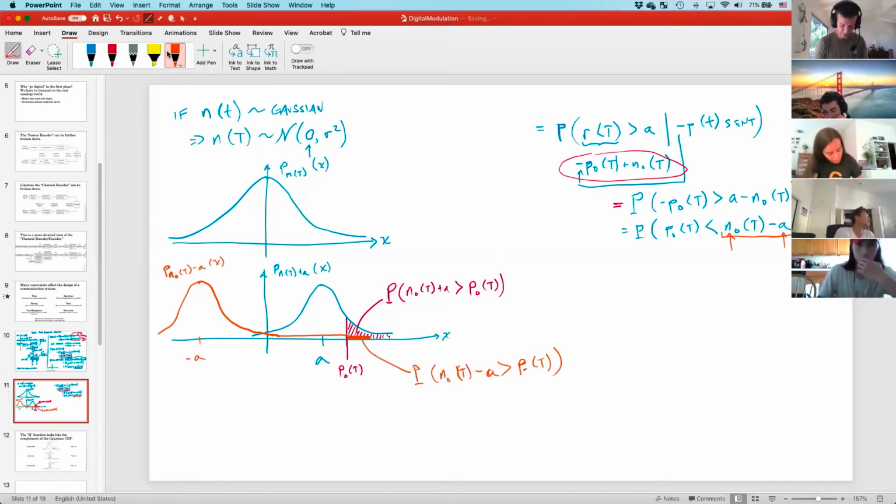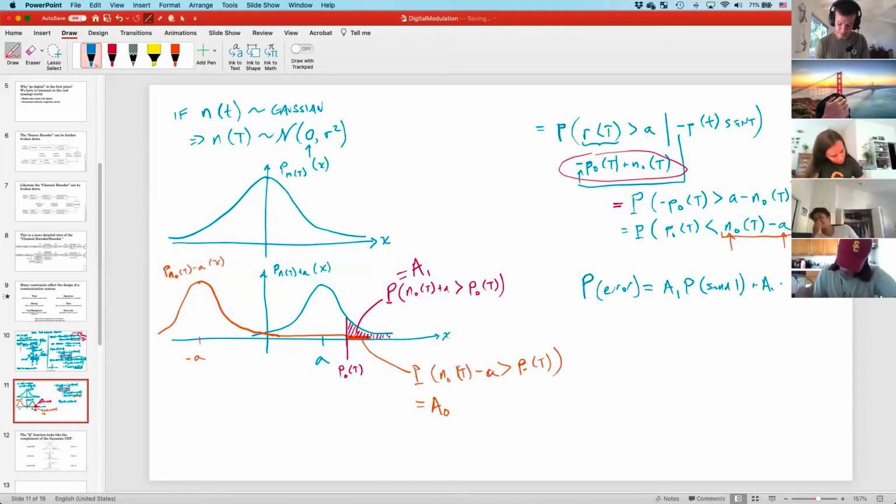So that's all a little bit cumbersome. Let me define that area as area 0. And let me define this area as area 1. And so I think what we started with actually was the probability of error is going to be area 1 times the probability that a 1 was sent, plus area 0 times the probability that a 0 was sent.